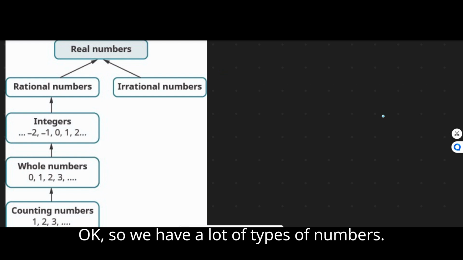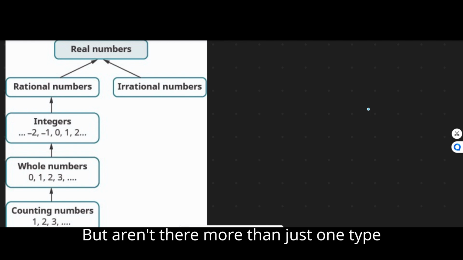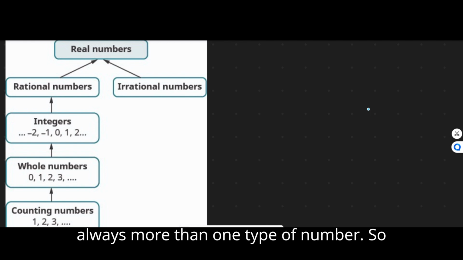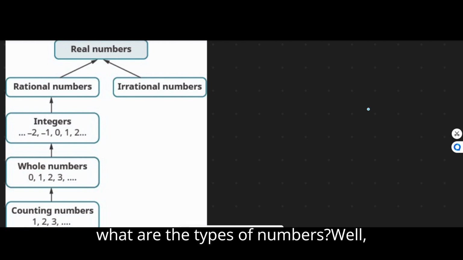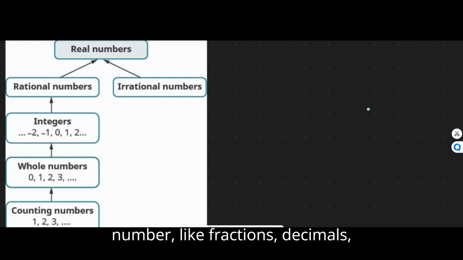Okay, so we have a lot of types of numbers. We're going to discuss types of numbers in this video. But aren't there more than just one type of number? Yeah, sure, of course. There's always more than one type of number. So what are the types of numbers? Well, basically, real numbers are every single number, like fractions, decimals, square roots, all those kinds of things.